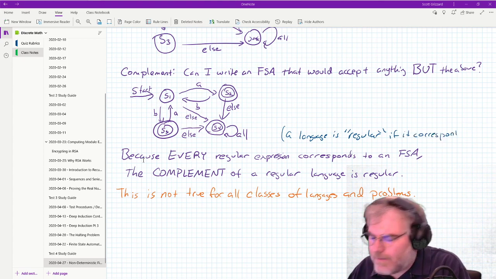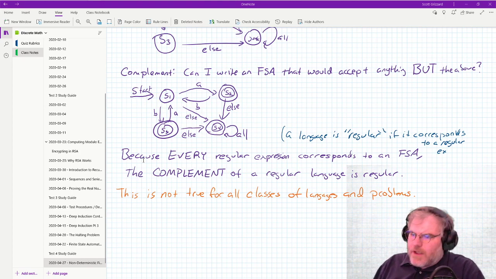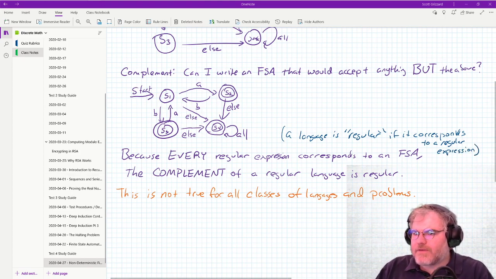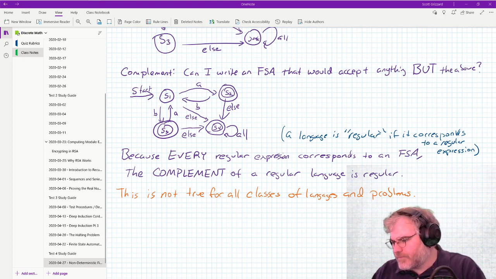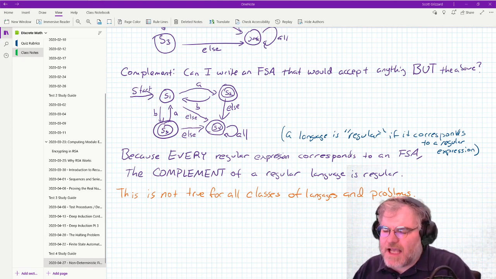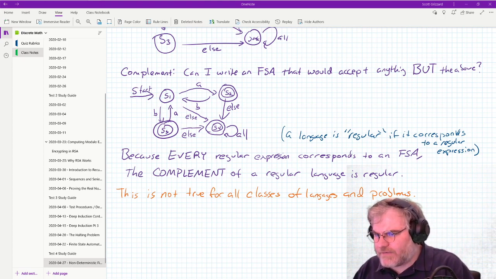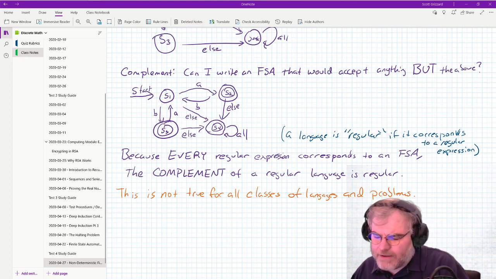Technically, it would be determined by a regular thing. Okay, how do we feel about that, 1 to 5? That's a good question. This whole complement business: I've built a machine that rejects every word that the other machine accepts and accepts every word that the other machine rejects. And again, that's kind of a weird thing about regular expressions in these FSAs. They're very nice.